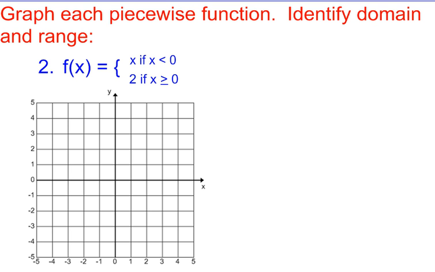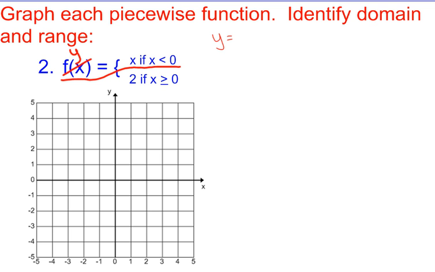So to start, I'm going to look at what this is saying. This says f of x equals x if x is less than 0, 2 if x is greater than or equal to 0. So we're going to break this up into parts. This is what f of x equals first, and I prefer to use the term y instead of f of x. I just like that.